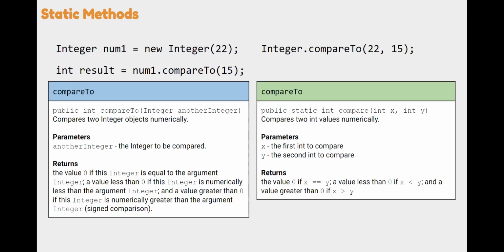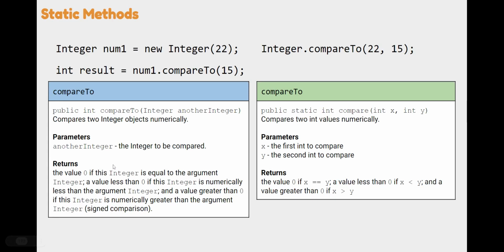On the left, we see some code. We are declaring and instantiating an object from the Integer class. And then on the second line, we are calling the compareTo method on that object to compare the value of that object to the actual parameter of 15. We need to use the object to call that compareTo method because we need a value to compare to that parameter of 15.